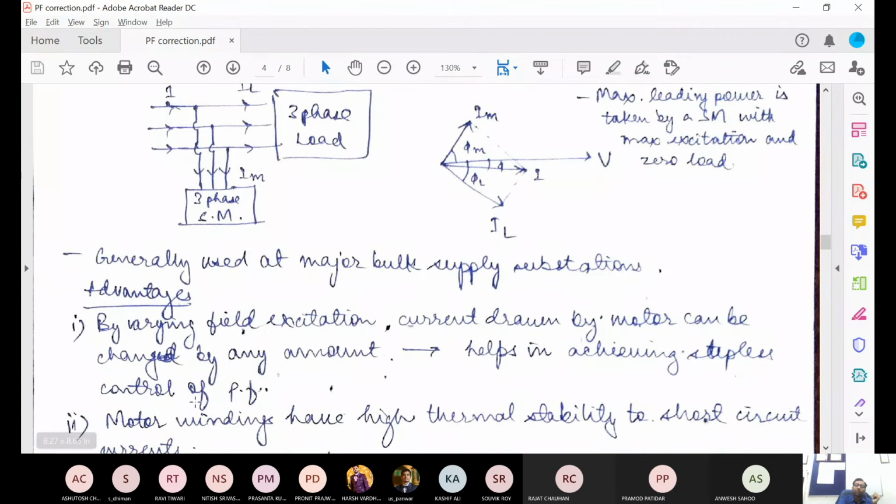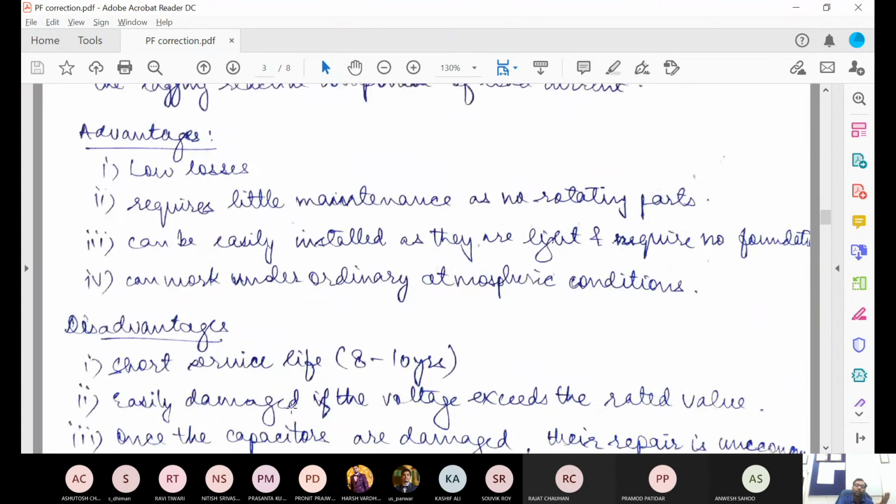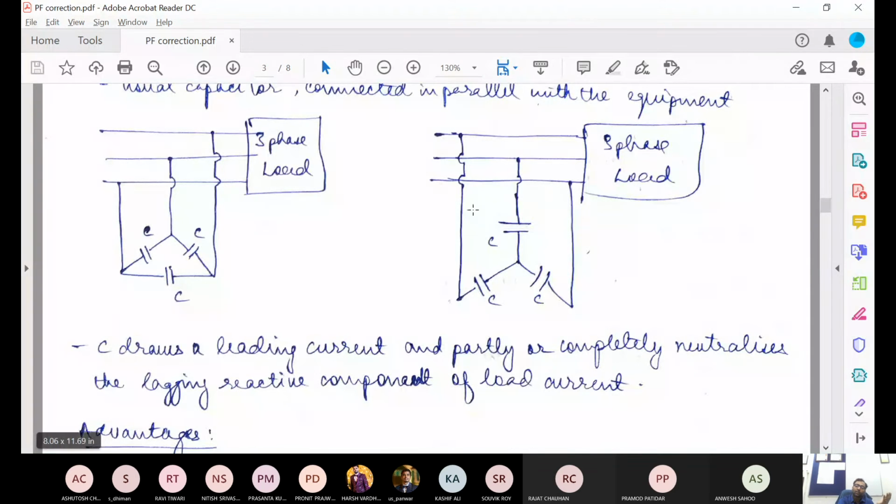Helps in achieving stepless control of power factor. So that's interesting. Before the power electronic devices, the STATCOMs and SVRs, came, because the power electronic devices ensure a smooth control of the power factor. But before that, typically what people were using was these capacitor banks.